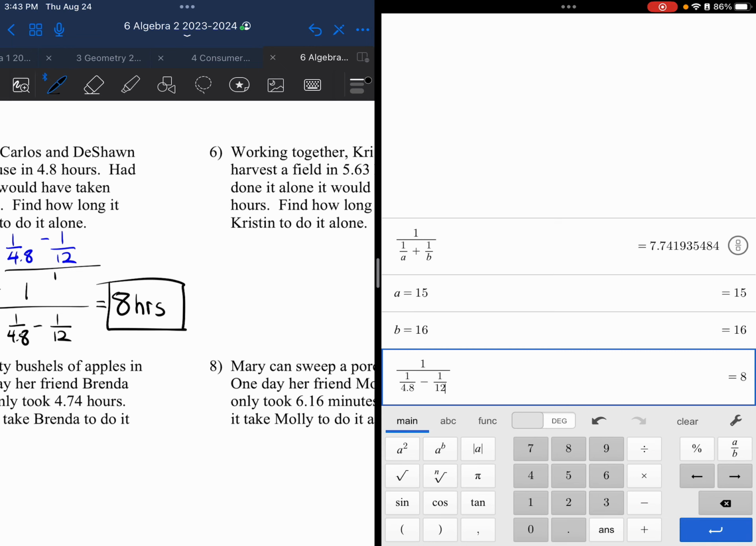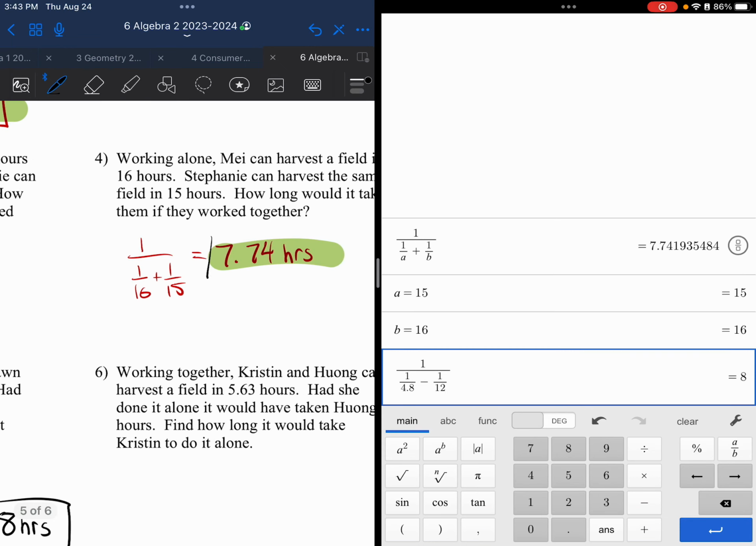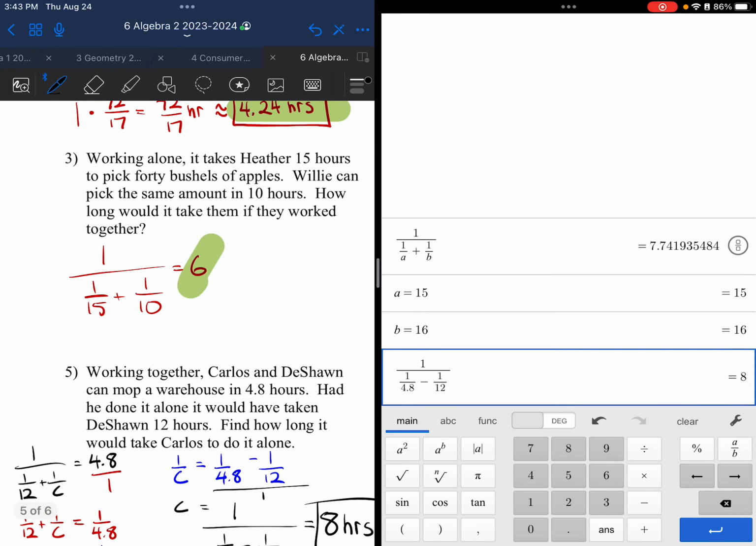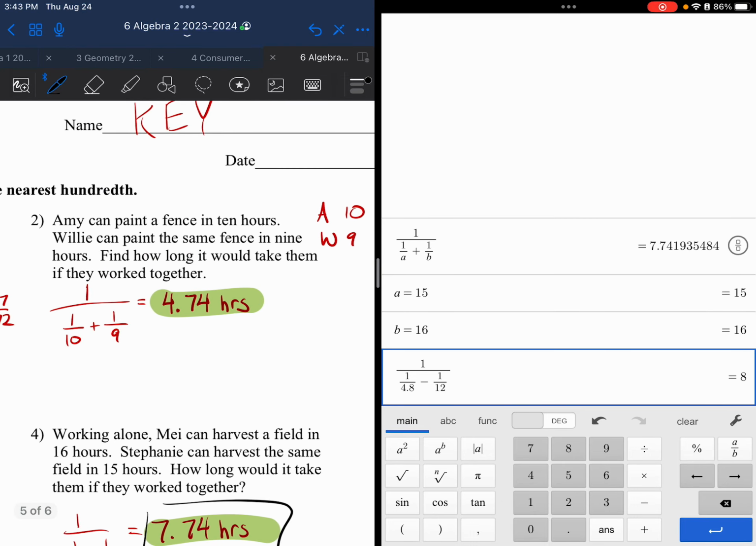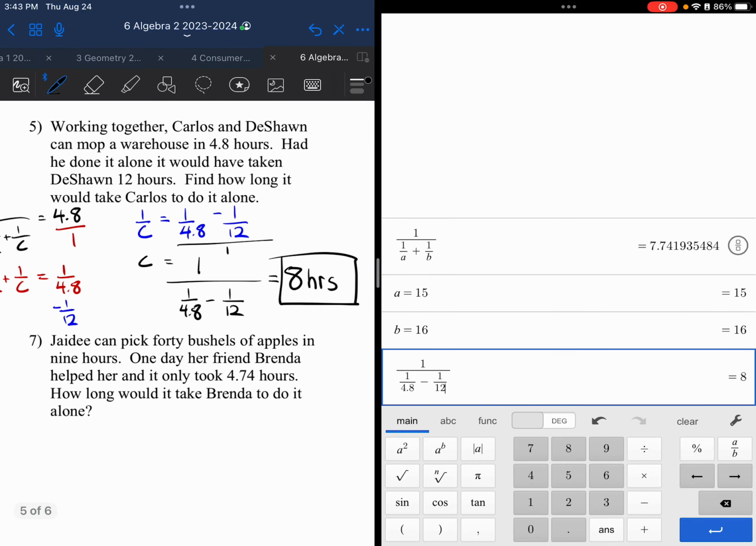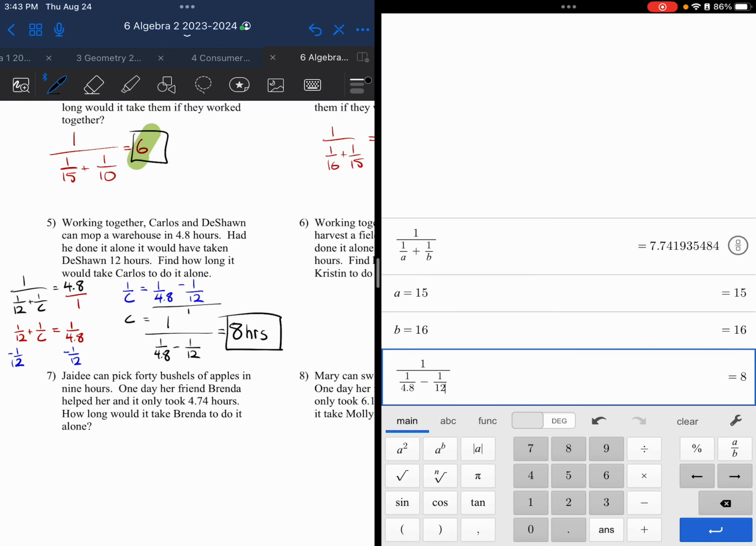And I box my work. Have I been boxing my work in the other ones? I haven't been boxing my work. I should be boxing my work and highlighting in all of these. Let's finish that. They're all boxed. Okay, did I get it correct though? Now I'm going to figure out if I highlight it in purple or in green.